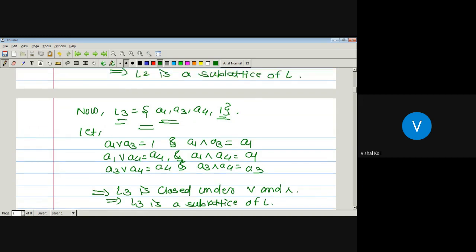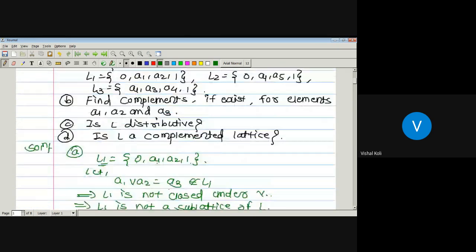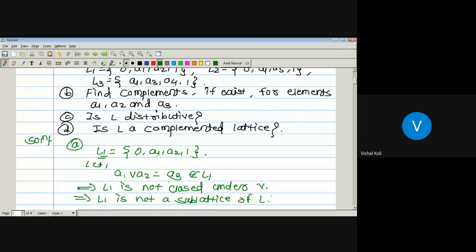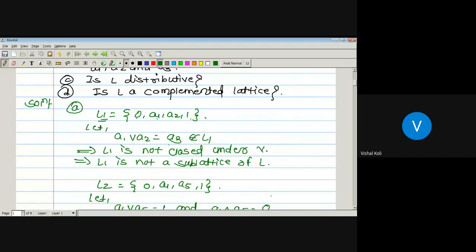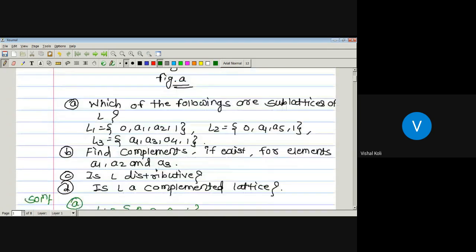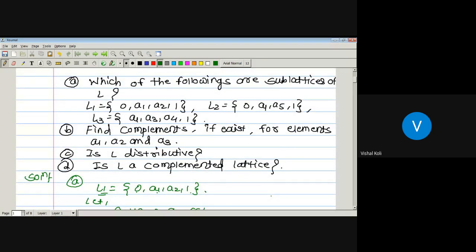Okay, now next is to find the complements, if they exist, for the elements A1, A2, A3. And we know what the complement of any element is. If A is any element of a lattice L, then B is said to be a complement of A if it satisfies two conditions: A join B is 1 and A meet B is 0, where 1 and 0 are the greatest and least elements of that lattice. So first we have to find out for the element A1. Now tell me one element of lattice L having join with A1 as 1 and meet with A1 as 0.